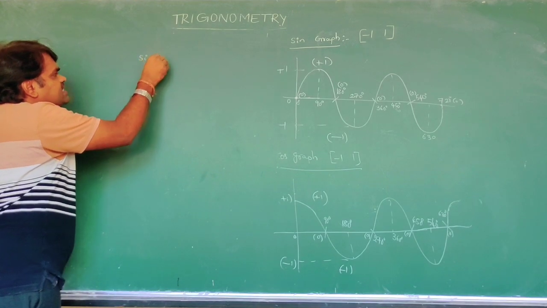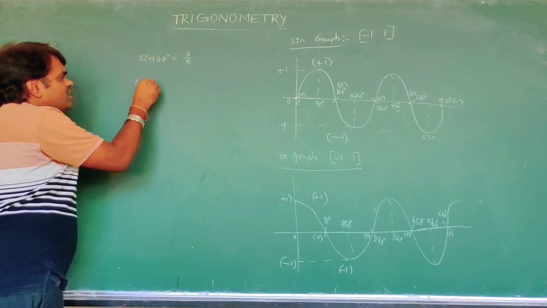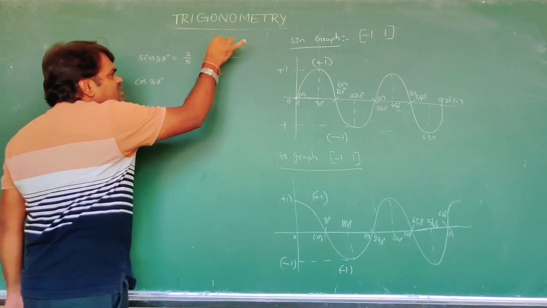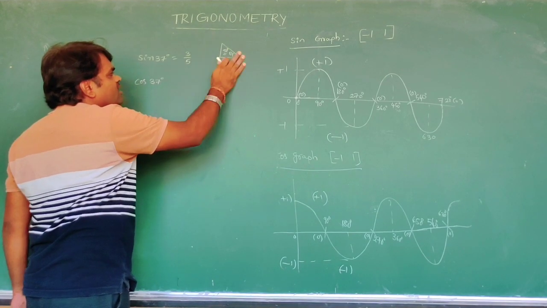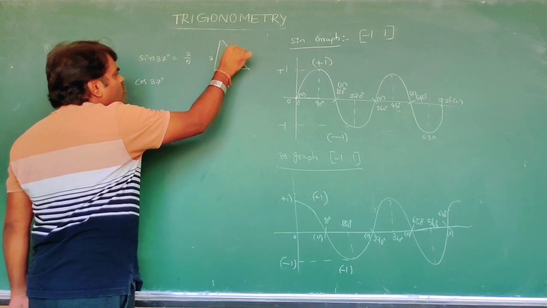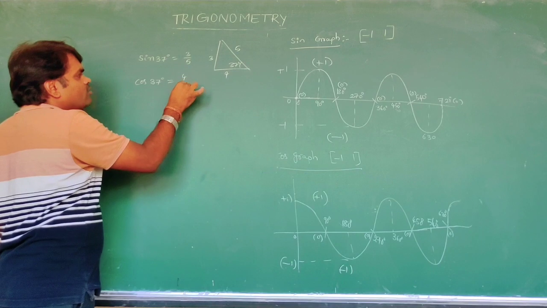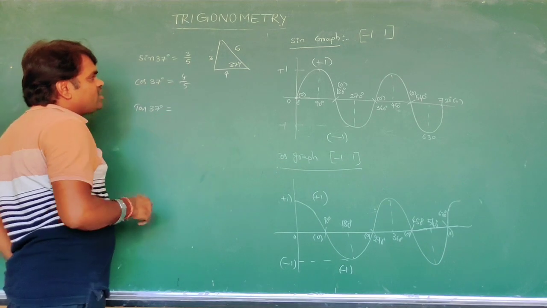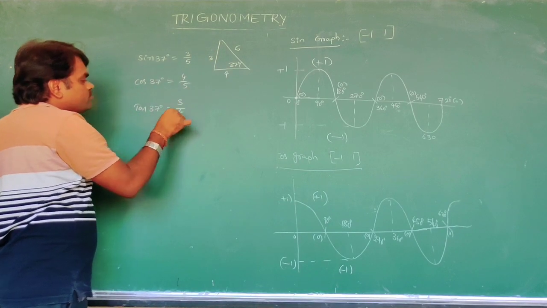The value of sine 37 degree is 3 by 5. Cos 37 degree, where if you know any one value, it is very easy to remember. This is angle theta, that is called 37 degree. They give the values 3 and 5, so the other side must be 4 because of the Pythagoras theorem. That's why cos 37 is 4 by 5. Then tan 37 means 3 by 4.